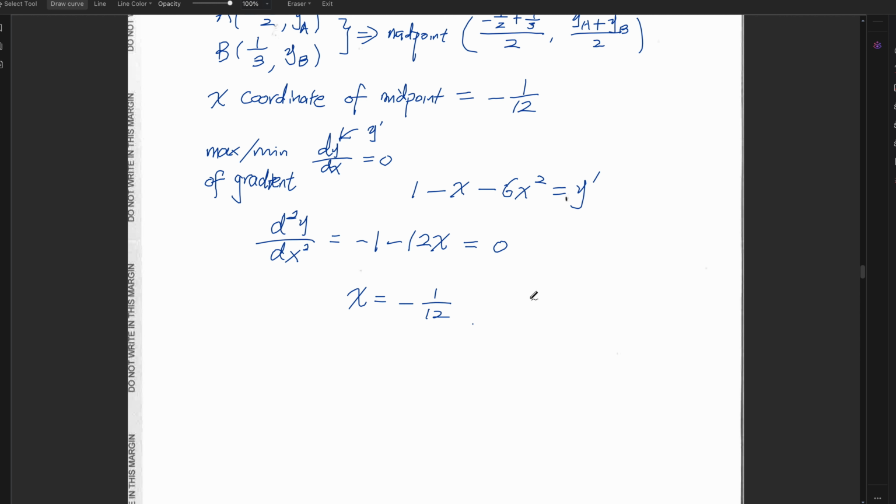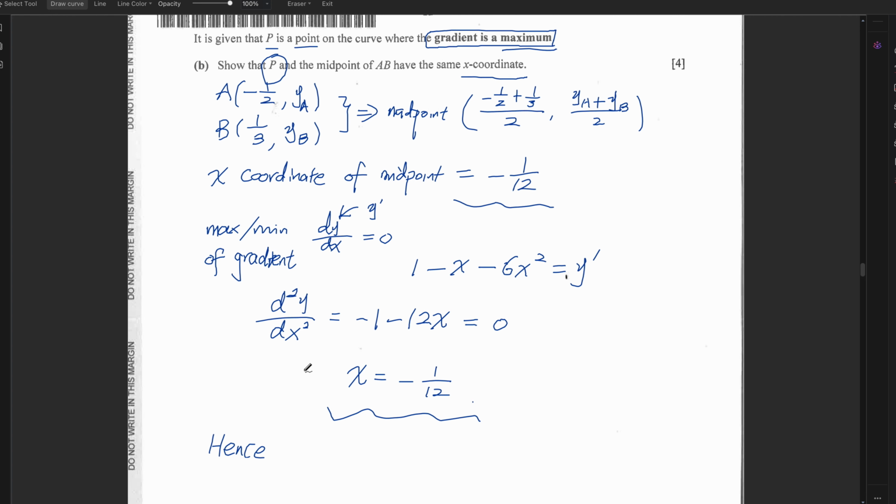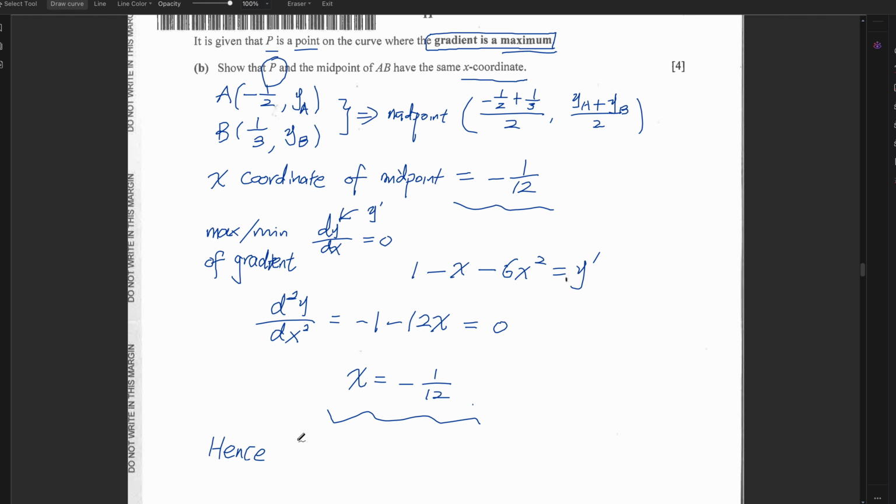Do you realize this? Hence, they have the same, right? P and midpoint of AB have the same x coordinate. Shown.